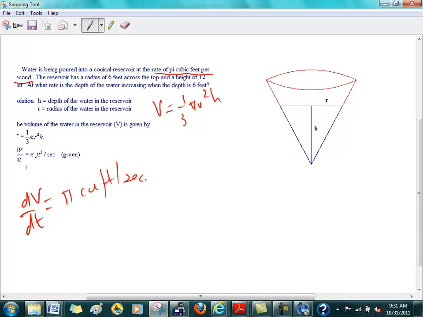Now you're going to worry about R and H. What you really want to find is what they're asking: at what rate is the depth of water increasing when the depth is 6 feet? So they want you to find dH by dt. Before we go there, I need to get rid of R because I'm interested in H. That's why this is called related rates, because something is changing and then it's making something else change as well.